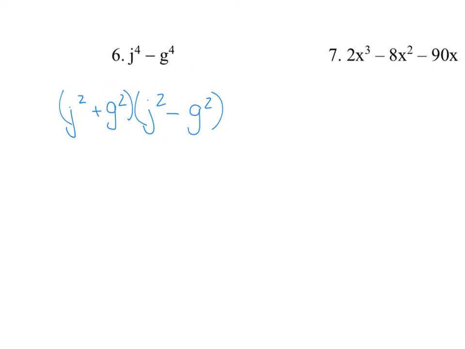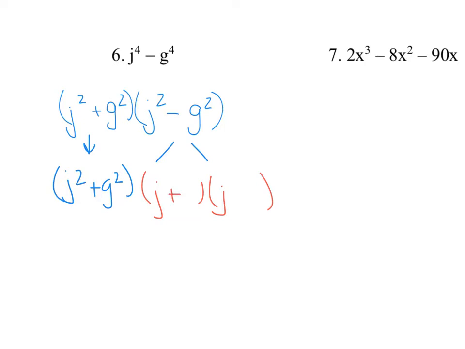But this piece here is DOTS again. And again, the reason why I know is because it's a difference, subtraction, of two squares. They're both perfect squares. I'm going to rewrite this one because I can't factor that anymore. But the second one I can break up into two sets of parentheses. J squared will be j and j, plus, minus, and g and g. So that's how you factor that.